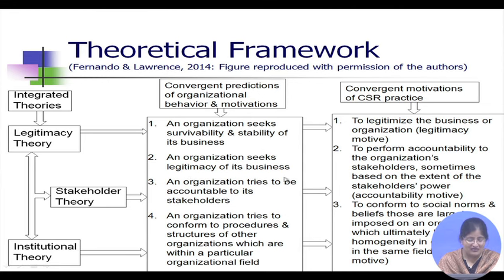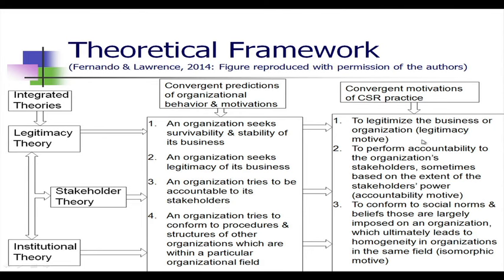An organization seeks legitimacy of its business. So these are the needs, or these are the things that are proposed by legitimacy theory. An organization tries to be accountable to its stakeholders. That is what is proposed by the stakeholder theory. Institutional theory says an organization tries to conform to procedures and structures of other organizations which are within a particular organizational field. So these theories say that this kind of behavior and these kinds of motivations are desirable. And then these motivations and behaviors result in the CSR practices.